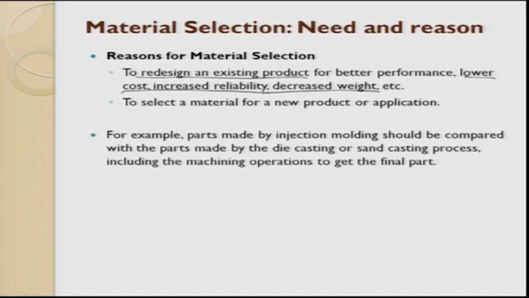So to select a material for a new product, we always have to do material selection. Let's take an example. A part can be made by injection molding, should be made. Okay, so let's take a simple example of a wheel rim which is used.